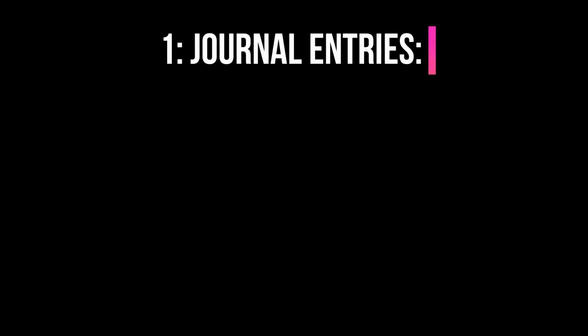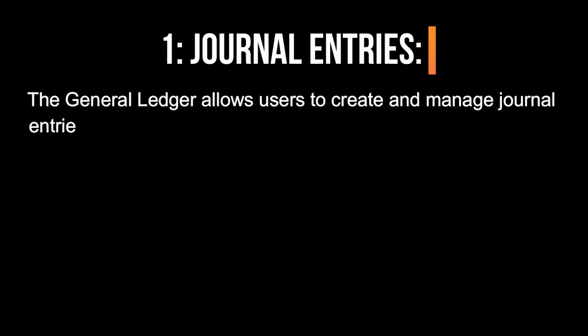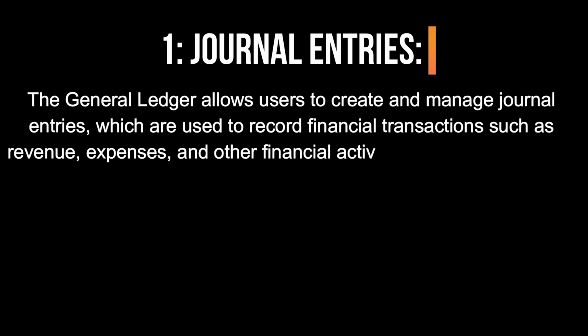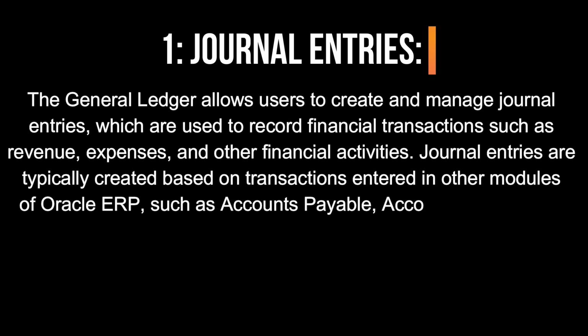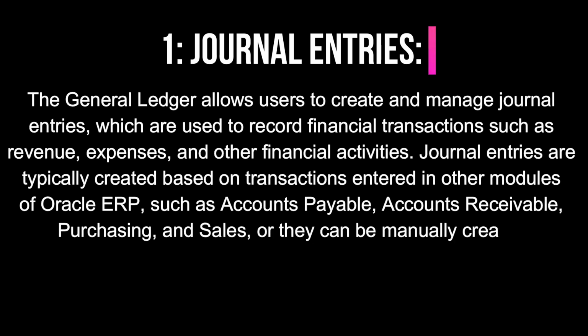1. Journal entries. The general ledger allows users to create and manage journal entries, which are used to record financial transactions such as revenue, expenses, and other financial activities. Journal entries are typically created based on transactions entered in other modules of Oracle ERP, such as accounts payable, accounts receivable, purchasing, and sales, or they can be manually created.